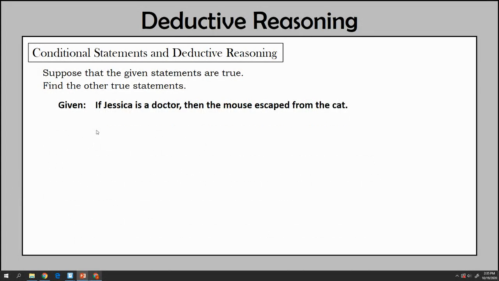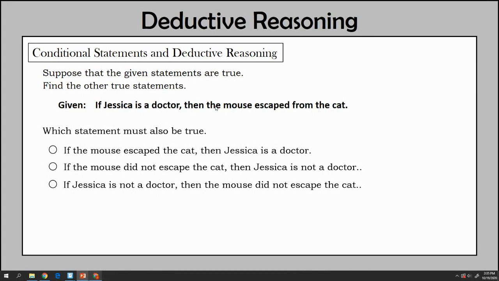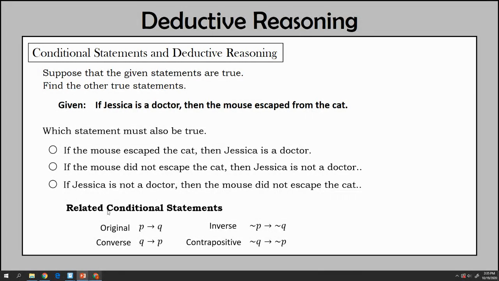Okay. Another one. They're saying, suppose this is true. If Jessica is a doctor, then the mouse escaped from the cat. That's a true statement. What else must be true? Well, since they only give us one conditional statement and nothing else, then I start thinking about related conditionals, right? If this is the original, if Jessica is a doctor, then the mouse escaped the cat, then the converse would be if the mouse escaped the cat, then Jessica's a doctor. The inverse would be if Jessica's not a doctor, then the mouse did not escape the cat. And the contrapositive would be if the mouse did not escape the cat, then Jessica's not a doctor.